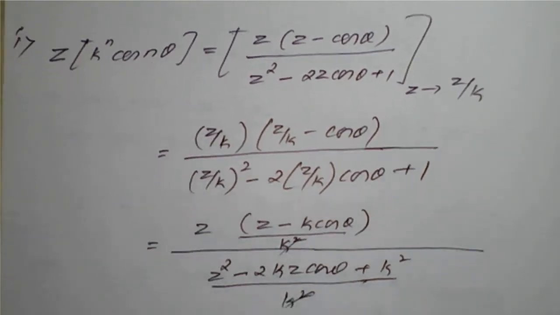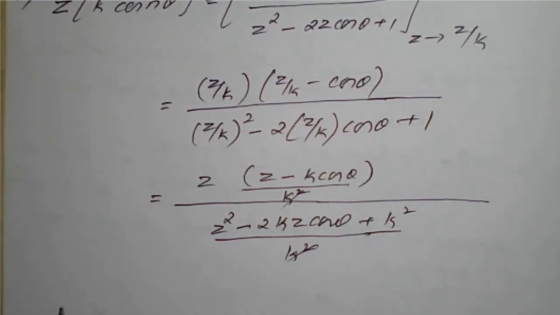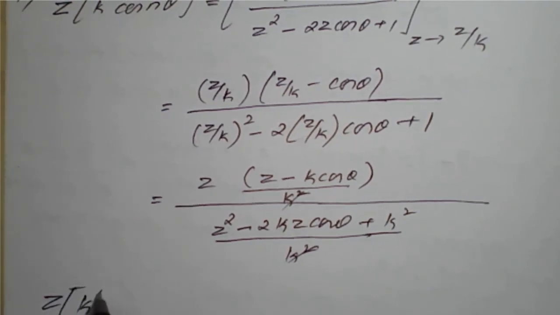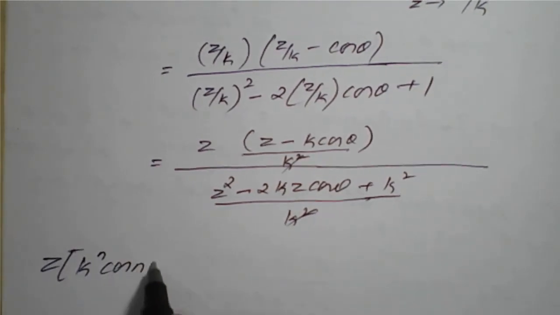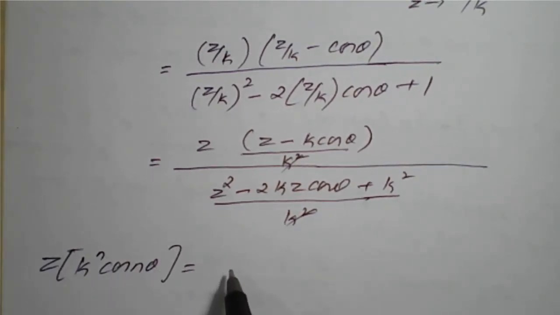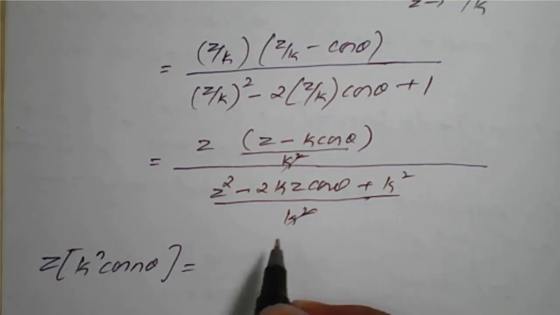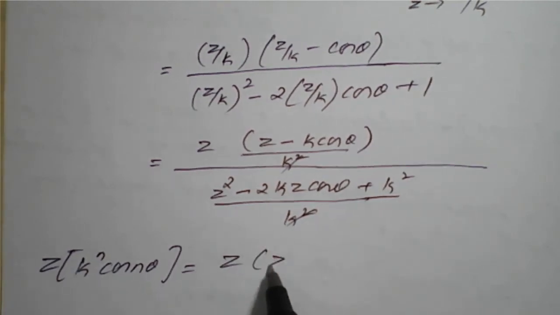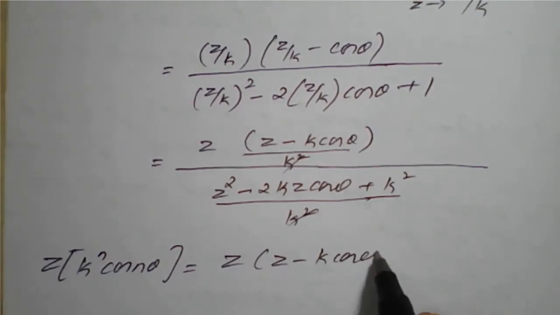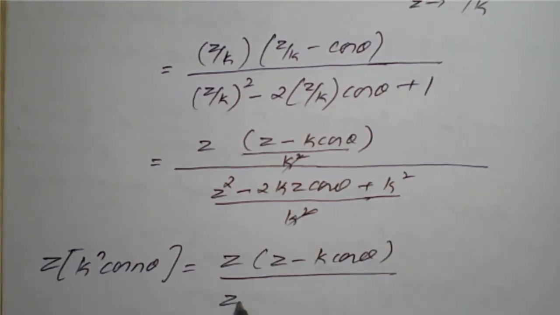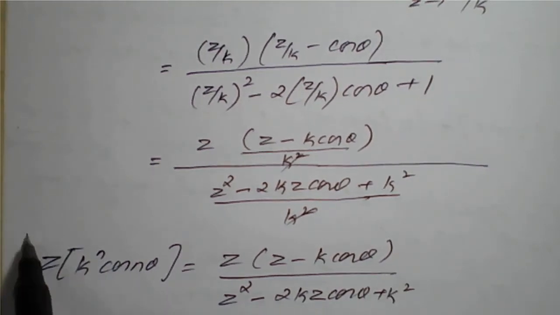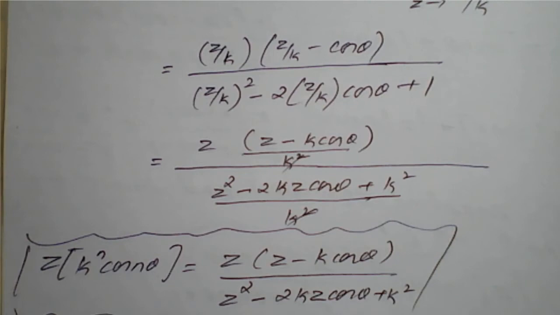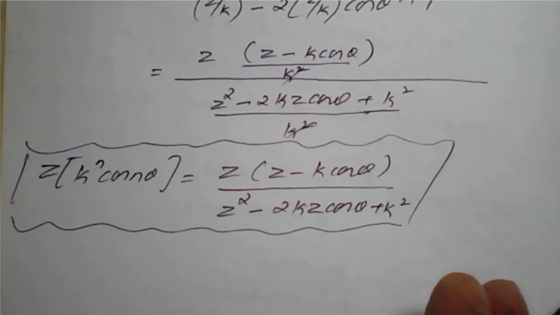This k square cancels, so we'll get finally the z transform of k raised to n cos n theta will be z into z minus k cos theta whole divided by z square minus 2kz cos theta plus k square. So this is the first deduction what they have given in the question.